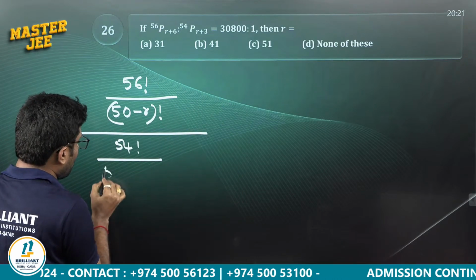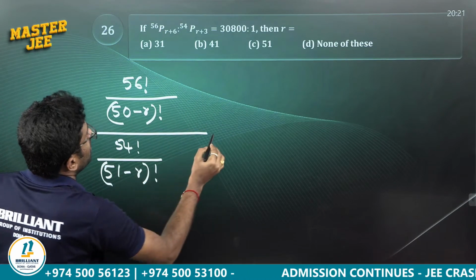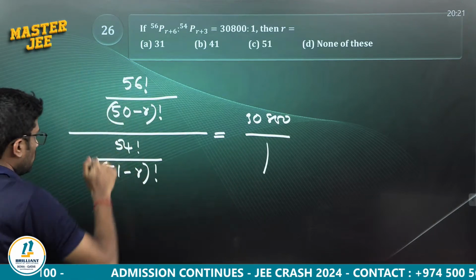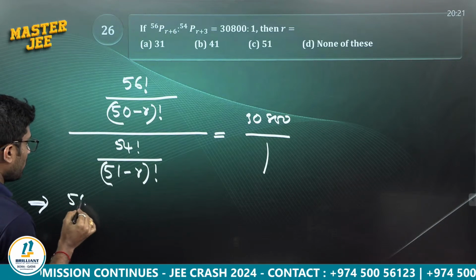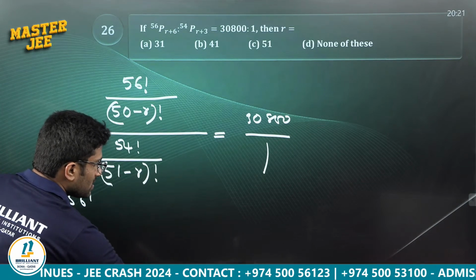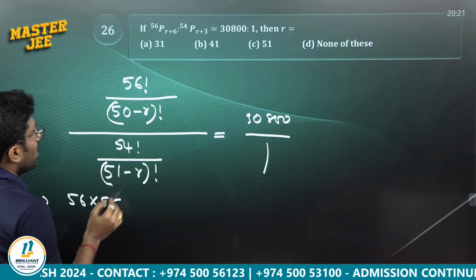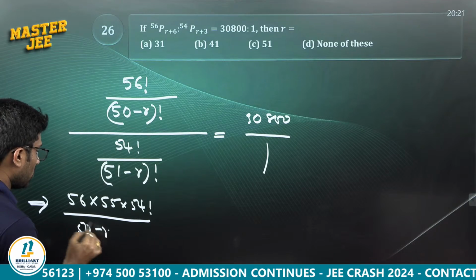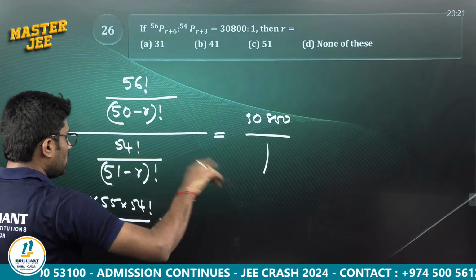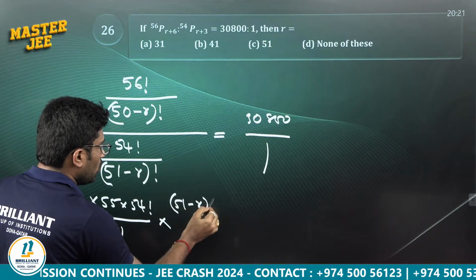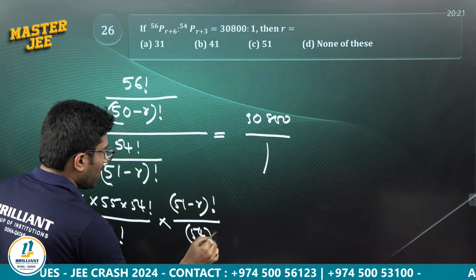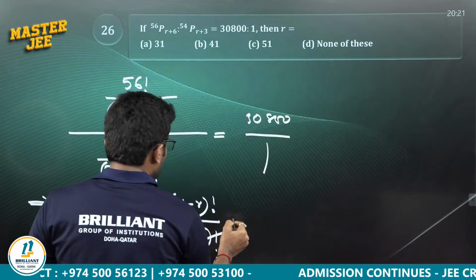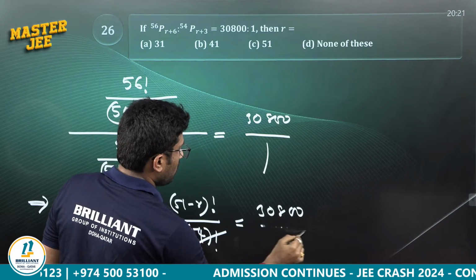54 minus 3 is 51. So 51 minus r whole factorial is equal to 30800 whole divided by 1. Now let's try to write it in order. So 56 factorial can be written as 56 into 55 into 54 factorial, whole divided by 50 minus r factorial into 51 minus r factorial goes to the numerator. The denominator will be 54 factorial. 54 factorial gets cancelled. Then we get this is equal to 30800 by 1.